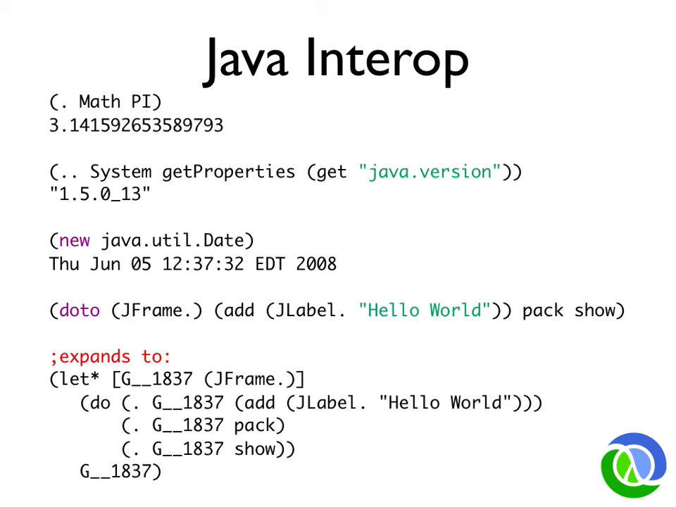So, first thing, the dot, which we saw, is a special operator, and it says we're going to treat the rest of this like it's Java. In particular, we're going to look at the second thing in the list and see whether that is a class or not. If it's a class, this is a static thing. We're either going to be accessing a static field or a static method. If it's not a class, this is an instance thing. So that first call is a static call, right? Math.PI. And you say dot Math PI. That happens to be an access to a variable.